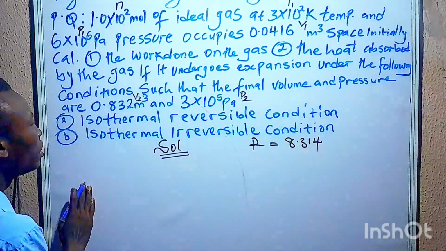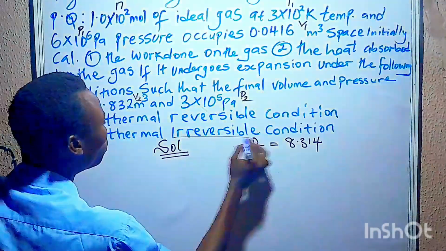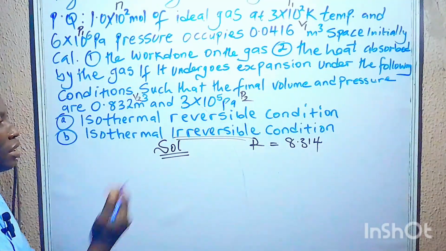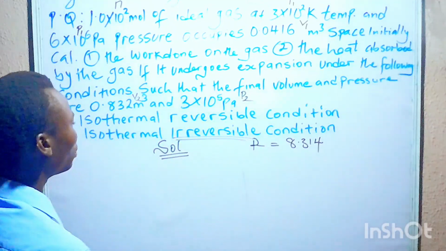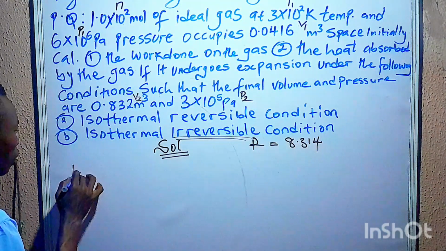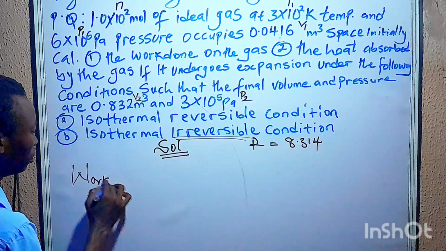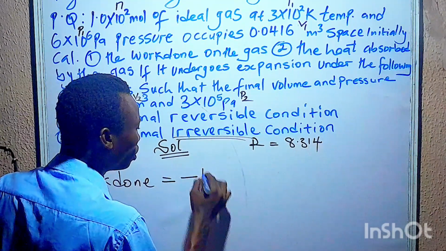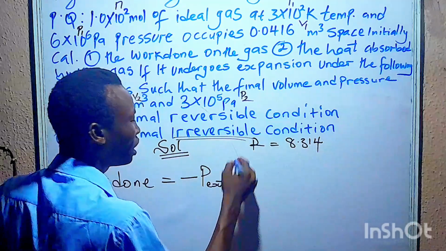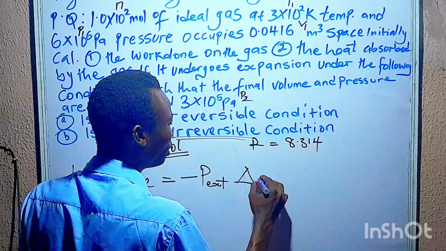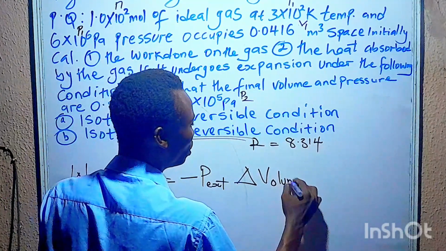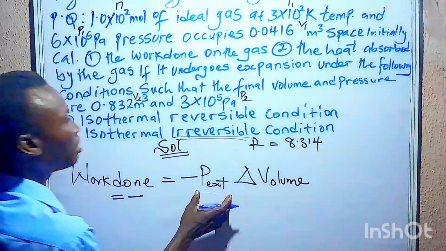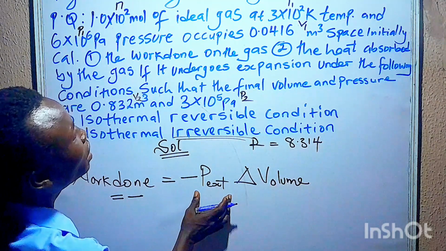So we are going to make use of this formula. Remember, irreversible condition rather. So for this irreversible condition, that means it is not reversible. So when it is not reversible, what happened? That means our work done is equal to minus the external pressure, take note of that, followed by the change in volume. So in this place, our work done equals minus the external pressure, given in this problem.